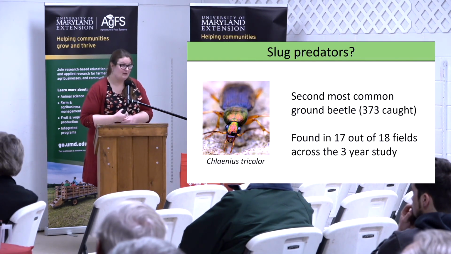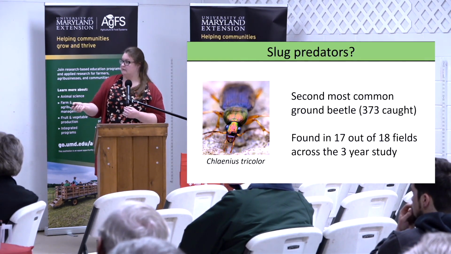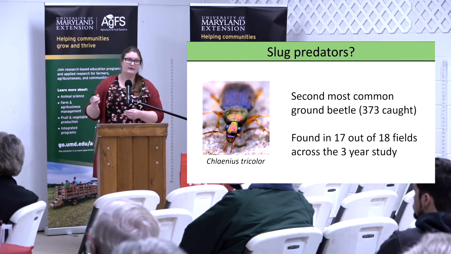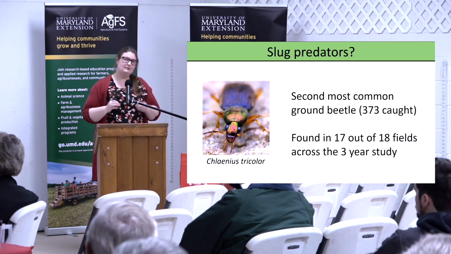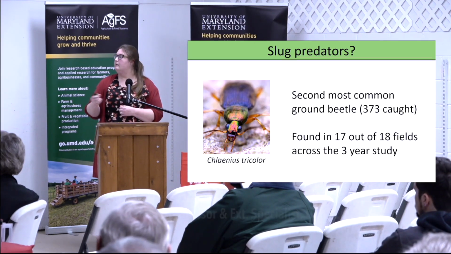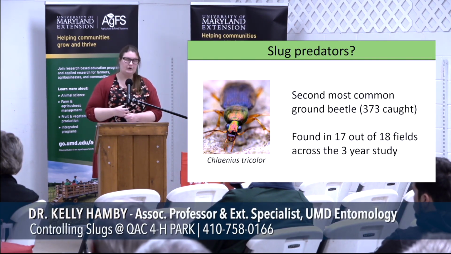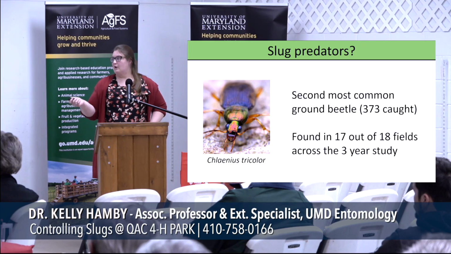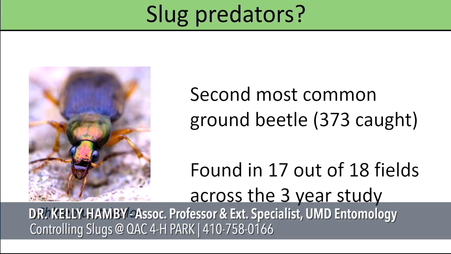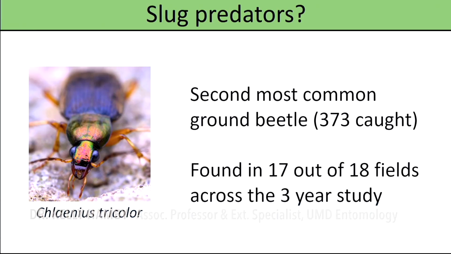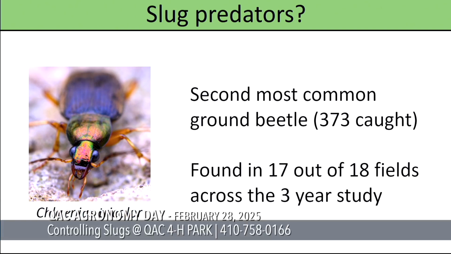Were these beetles slug predators? Chlaenius tricolor is the ground beetle that is for sure a slug predator. It's a specialist on slugs and snails. And it's the second most common ground beetle that we caught. We caught 373 of those. We also found them in 17 of the 18 fields across the 3-year study that we looked in. So these predators are pretty common out there in the field.